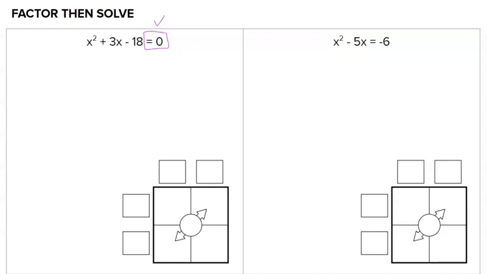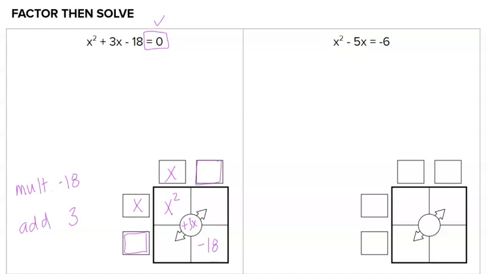So we need to factor this trinomial, x squared plus 3x minus 18. Now, when it's x squared, there's no number in front of this x squared. We know it's going to be x and x. And then the numbers here are going to be numbers that multiply to make 18, and then add to make that 3. Oh, and then 18 is negative. So we need to multiply to make negative 18 and add to make 3.